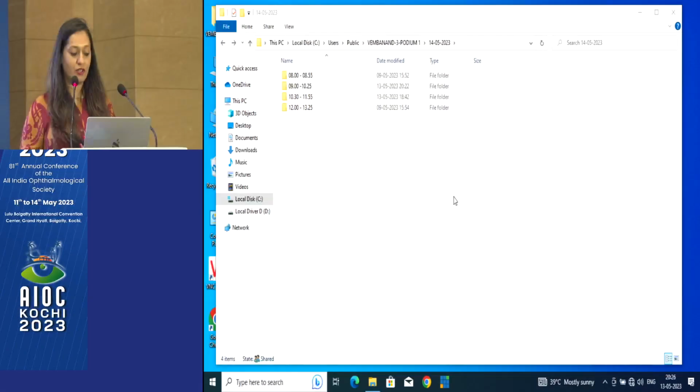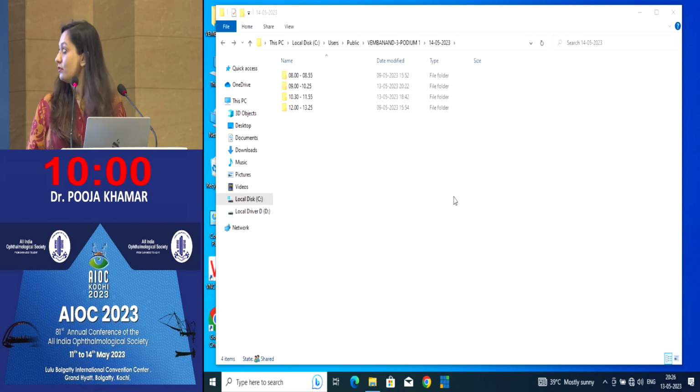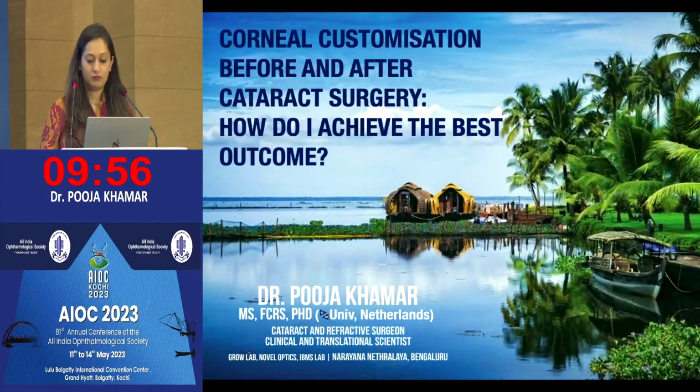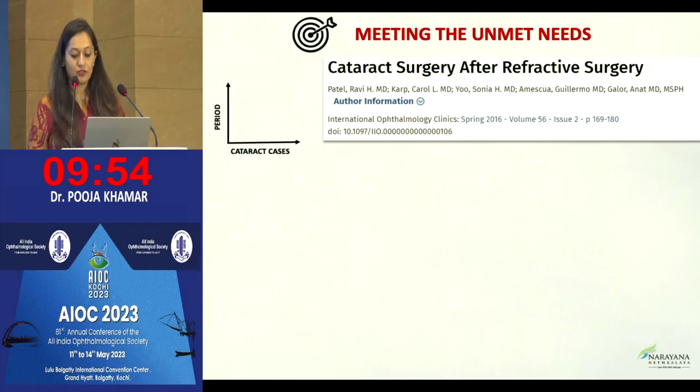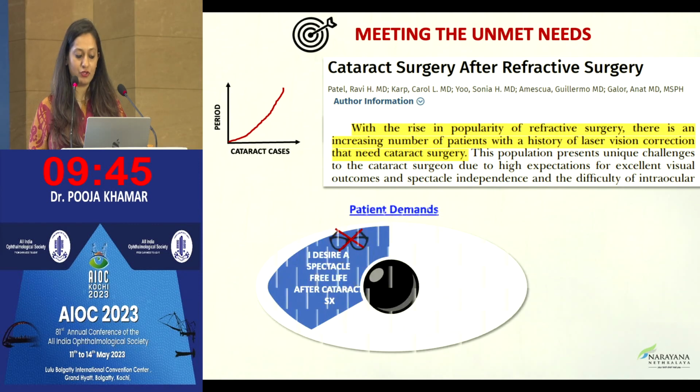So I'm going to be talking about corneal customization before and after cataract surgery and how we achieve the best outcomes. Cataract surgery after refractive surgery is going to come as a role in all of our practice. Nowadays we start getting patients who have developed cataract and who had a history of refractive surgery in the past.